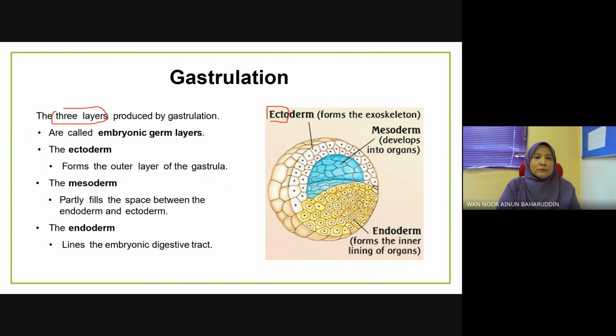Second one, mesoderm, at the middle layer, what we call as filling the space between endoderm and ectoderm. So what we call as the middle layer. Ecto, outer, meso means middle, and we do have mesoderm that's usually will develops into organs of human. Then we do have endoderm that forms inner lining of the organs. It lines the embryonic digestive tract.